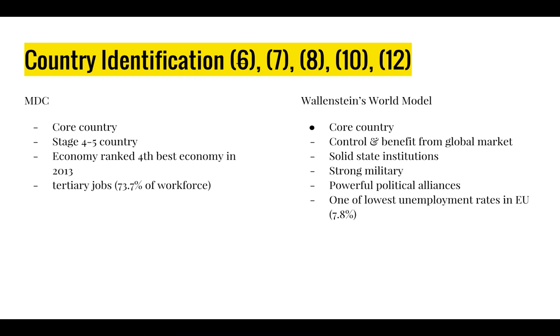On Wallerstein's world model, it is a core country because it can control and benefit from the global market. It has solid state institutions like medical and educational, has a strong military, powerful political alliances, and has one of the lowest unemployment rates in the EU, 7.8%.